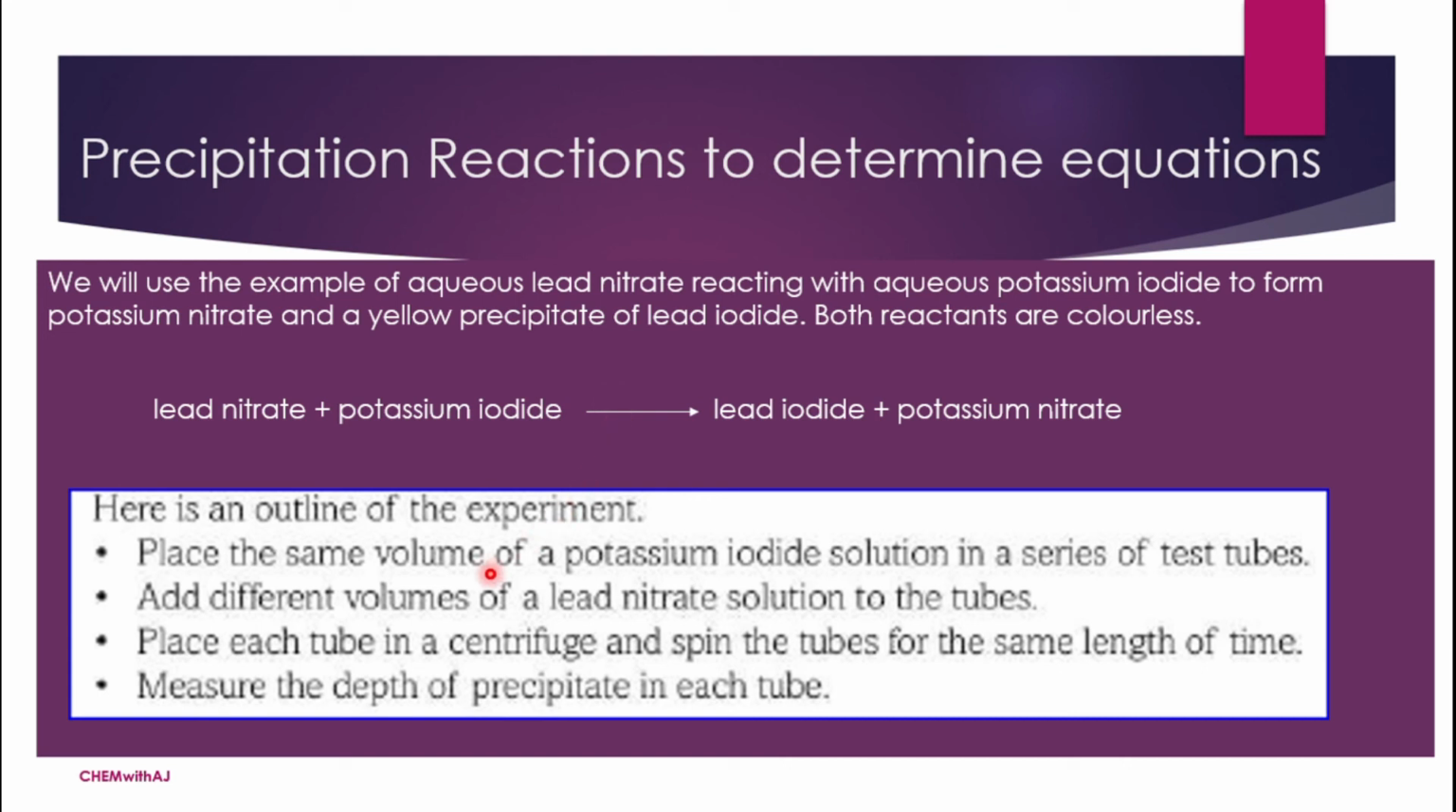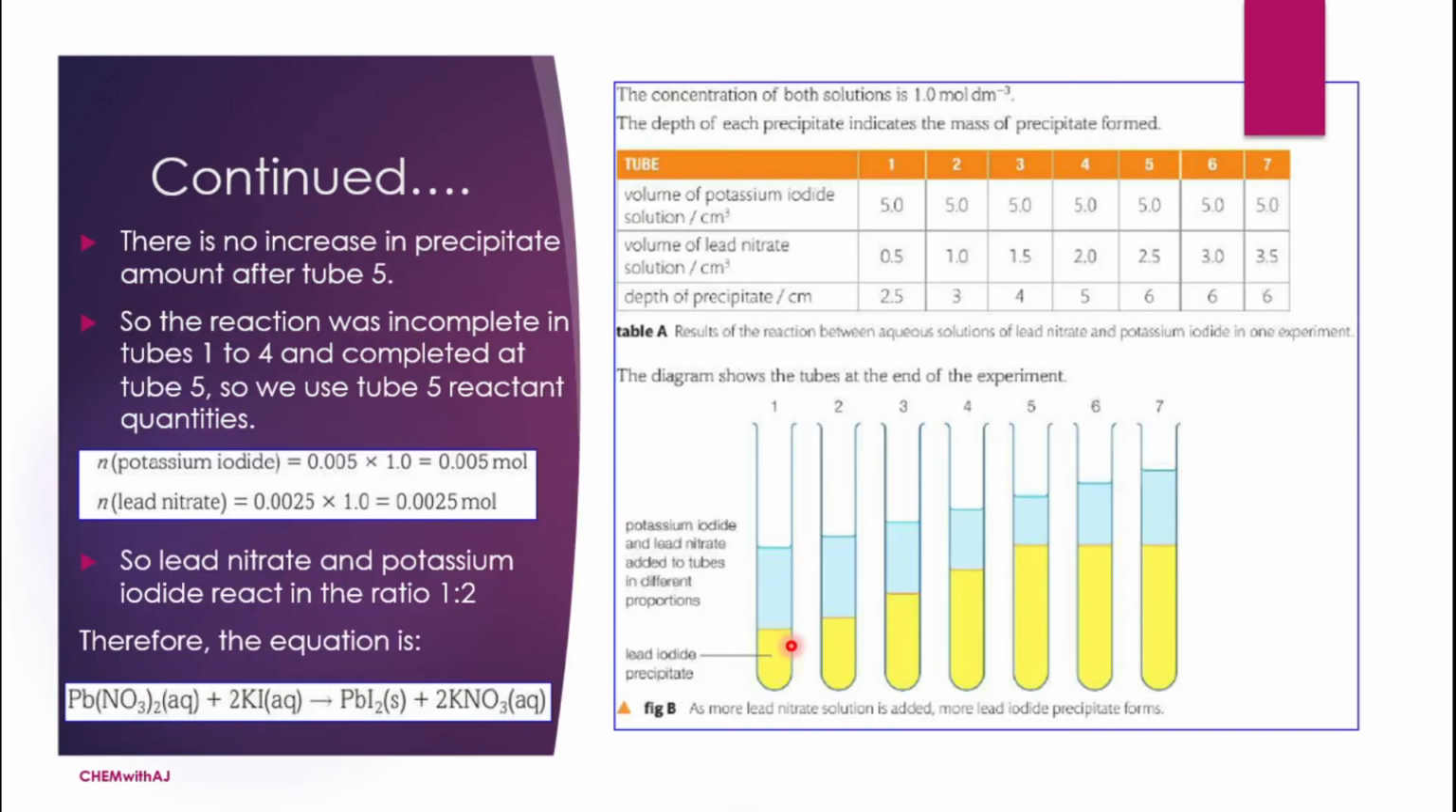After we let the reaction occur, we take each tube and place it in a centrifuge. A centrifuge will spin the tubes, and we spin them for the same length of time. Then after that, we measure the depth of this yellow colored precipitate. As you can see in this table, these are the results we obtain. There is no increase in the depth of the precipitate after tube 5. As you see here, we increase the volume of lead nitrate added.